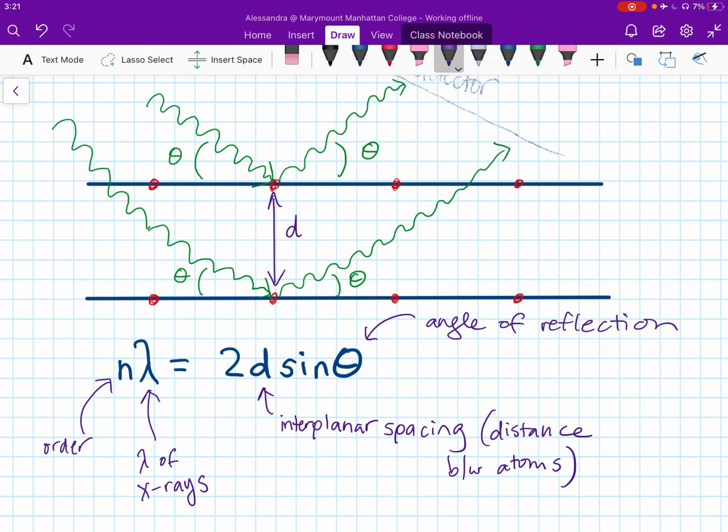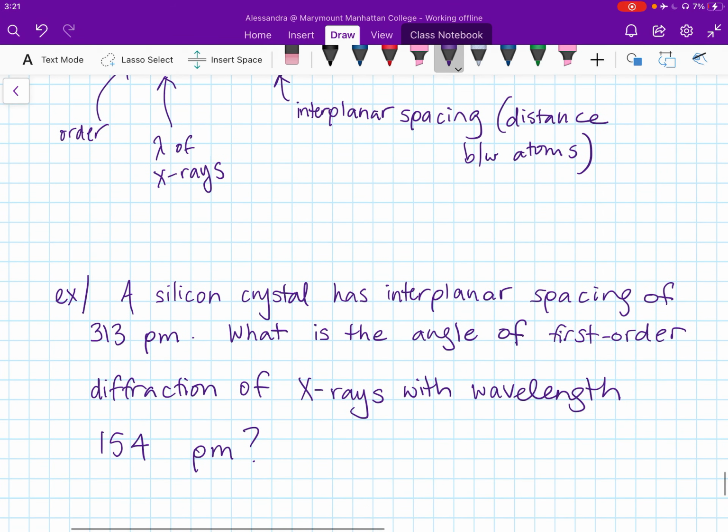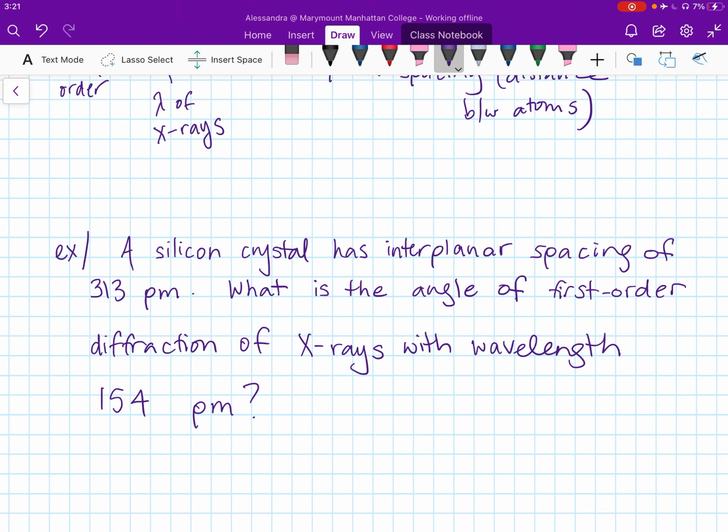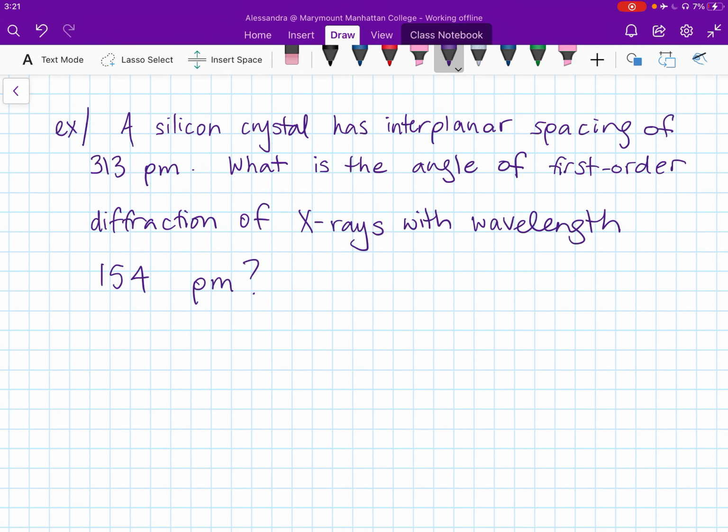So let's do an example where we use Bragg's law. A silicon crystal has interplanar spacing of 313 picometers. Pico is 10 to the minus 12. What is the angle of first order diffraction of X-rays that have a wavelength of 154 picometers? This is a problem where we have to rearrange and use Bragg's law to figure out the variable that we want. I'm just giving you an example here, but you should be able to solve for any variable that's in Bragg's law.